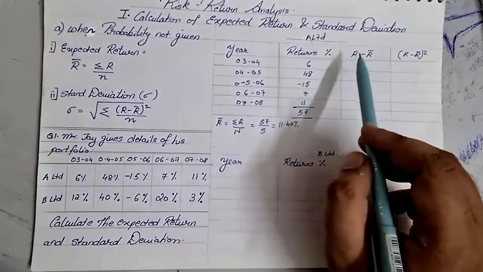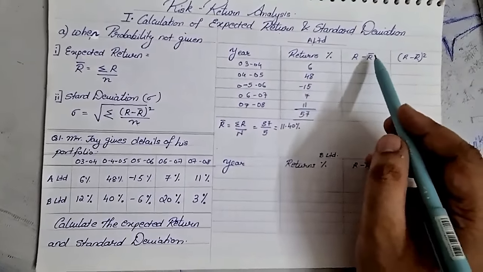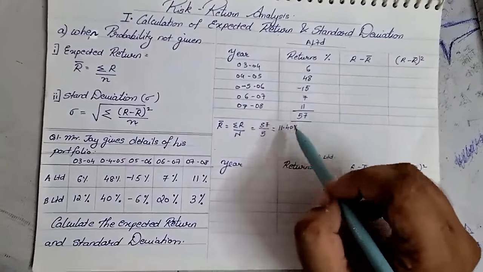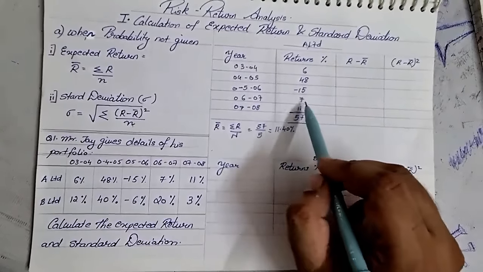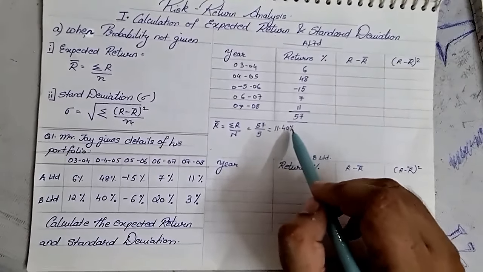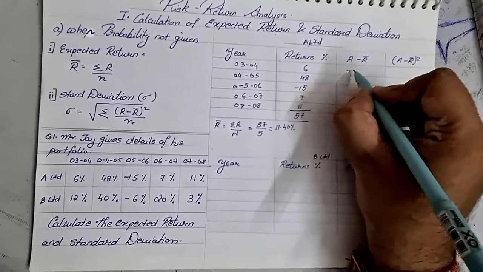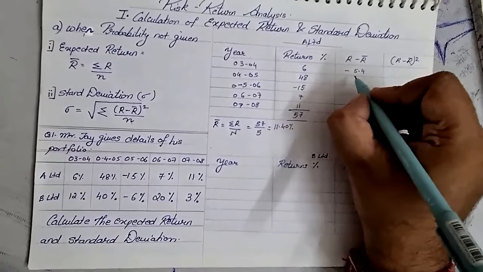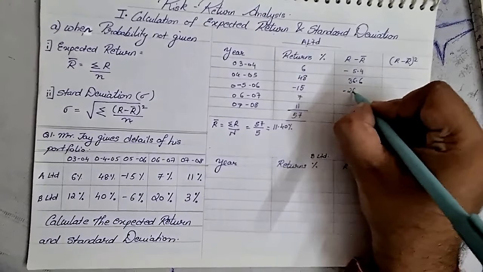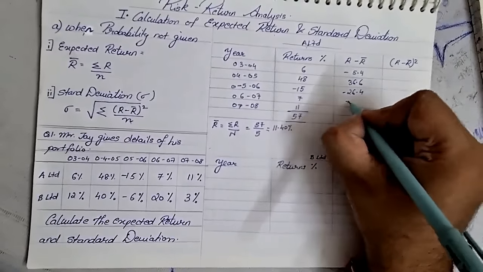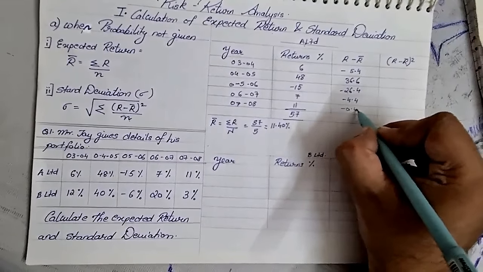Now in order to find standard deviation, our next column is R minus R bar, that is, all your returns minus the expected return. So it will be 6 minus 11.4, 48 minus 11.4, negative 15 minus 11.4, 7 minus 11.4, and 11 minus 11.4. So we'll get the differences. 6 minus 11.4 is negative 5.4, followed by 36.6. Negative 15 minus 11.4 will give you negative 26.4. 7 minus 11.4 is negative 4.4, and 11 minus 11.4 is negative 0.4.